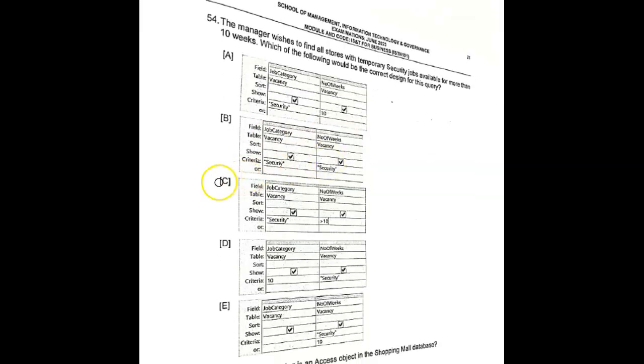Okay, so basically, this is a way of querying, so getting data from the database. You want all stores with security as a category, and you want more than 10. So where you see number of weeks, you must write greater than 10. Where you see job, you must write security. This is just 10, so that's false. I'll say C. You have security under the job category, which you want, and you want number of weeks greater than 10. That's perfect. Once you put this in and enter, it'll give you all the jobs that are security and greater than 10.